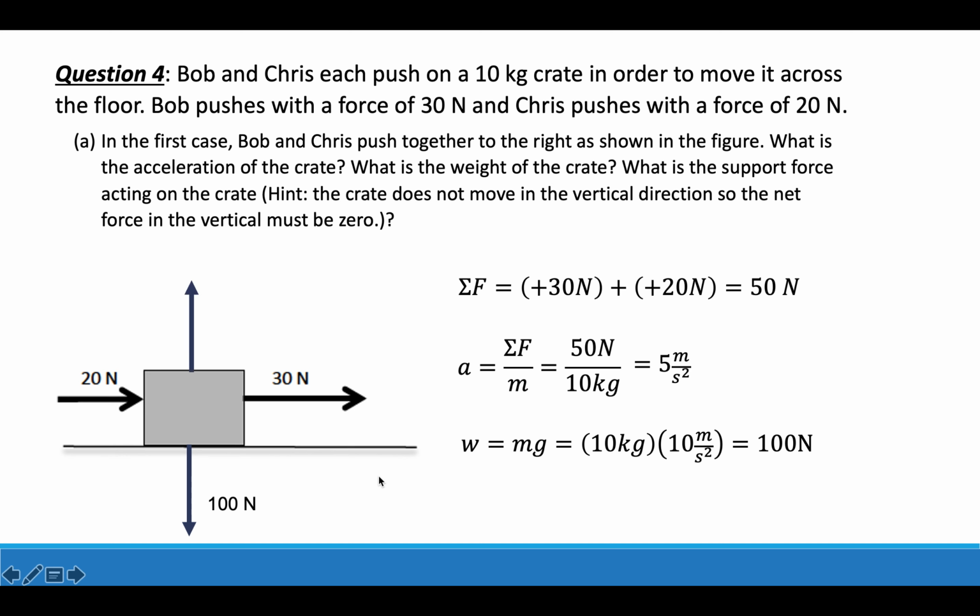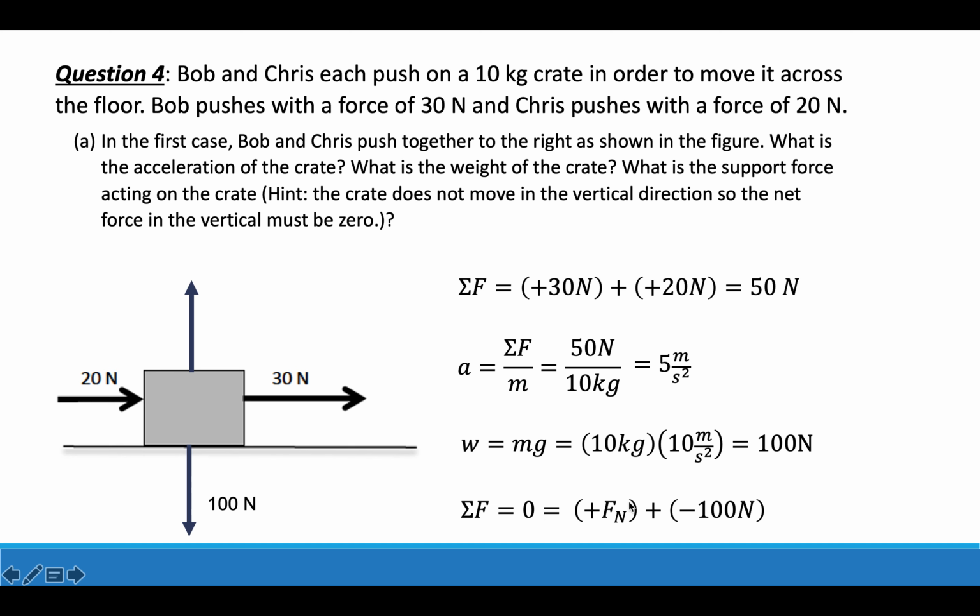Now, there has to also be a support force acting in the opposite direction and perpendicular to the area of contact between the two surfaces, which would be this ground and the crate, so perpendicular to this area here. And we know that the crate is not moving in the vertical direction, so the sum of the forces along the vertical direction, so going up and down, has to equal 0.